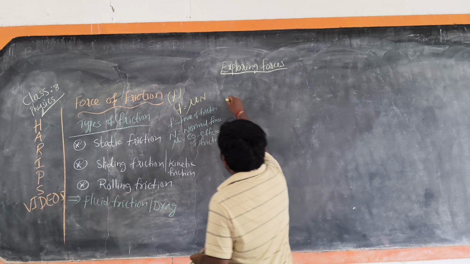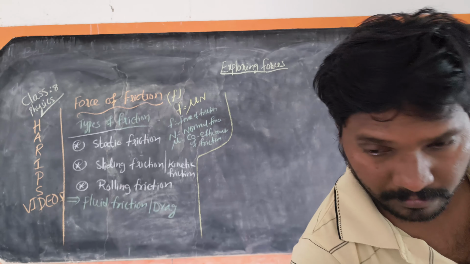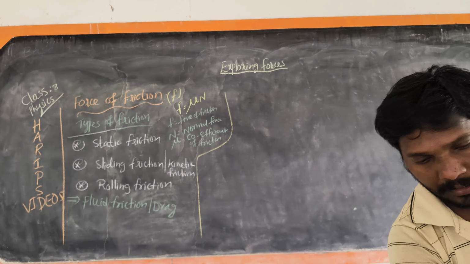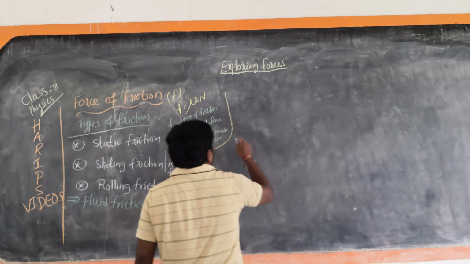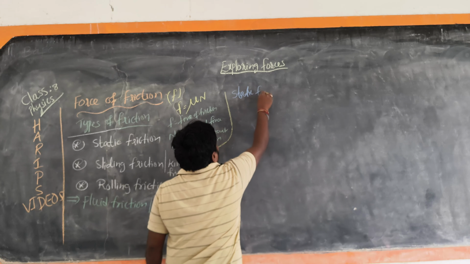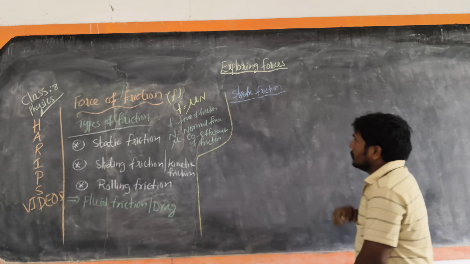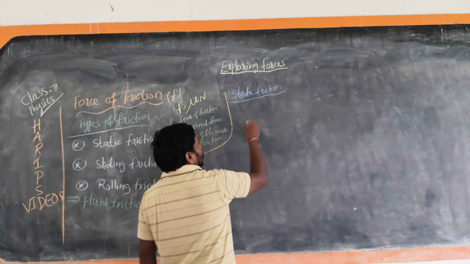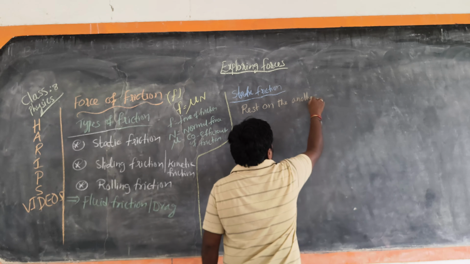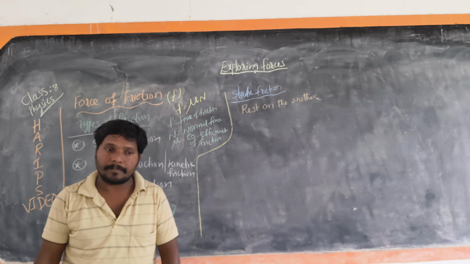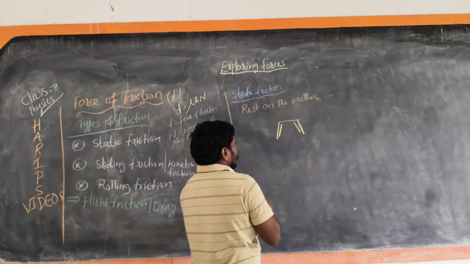But today let us know about static friction. What is static friction? We know that friction is the force which opposes the relative motion of a body over another body. Static means at rest: if an object is at rest on another, the force of friction still exists. If the two bodies are relatively at rest to each other, the force of friction exists.